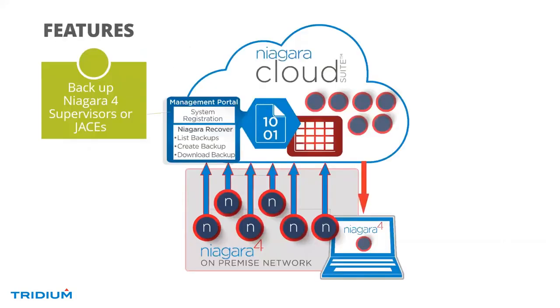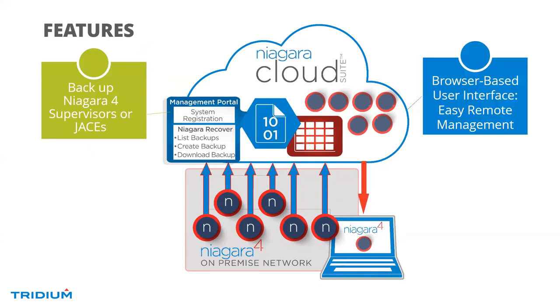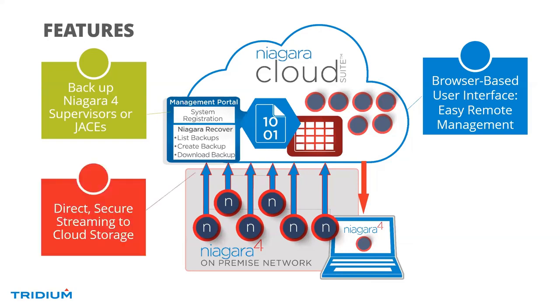So the features are that you can back up your supervisor or your Jace. There'll be a subscription and a different price and SKU for either a supervisor or a Jace. It's browser based, which means that as long as you have a web browser and internet, you'll be able to access the interface to get to the Niagara Cloud Suite. And it's direct, it's going to be streaming, and it's secure. Everything that we do is secure, right? Secure by default. Of course, it's going to stream directly to our cloud storage. You don't have to worry about managing your own from that standpoint.